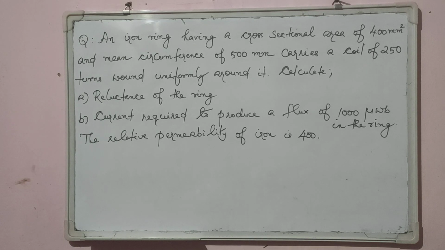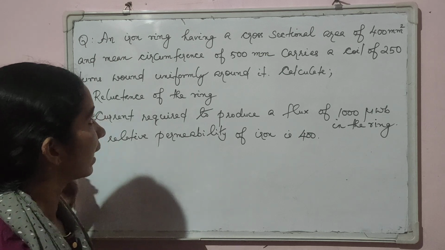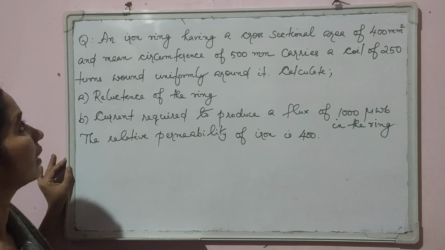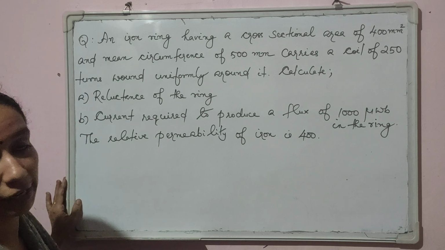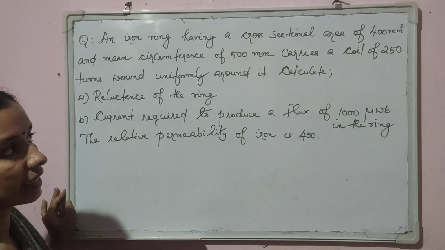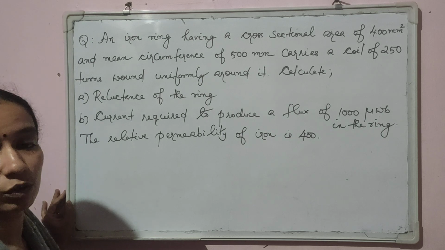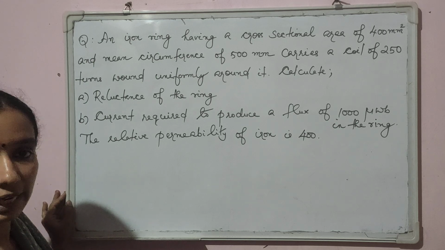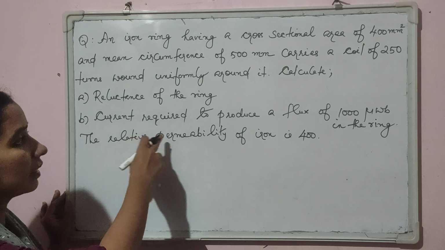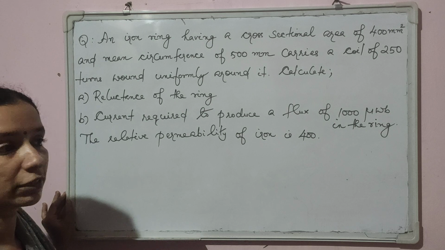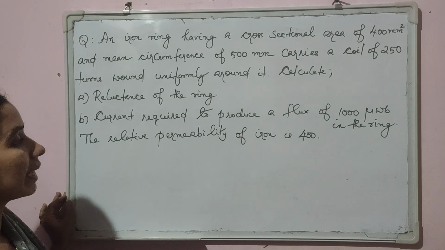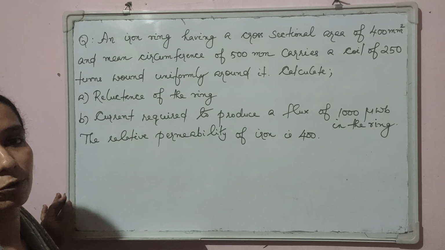We are going to solve a problem on a simple magnetic circuit. An iron ring having a cross-sectional area of 400 mm square and mean circumference of 500 mm carries a coil of 250 turns wound uniformly around it. Calculate the reluctance of the ring and the current required to produce a flux of 1000 microwebers in the ring. The relative permeability of iron is given as 400.